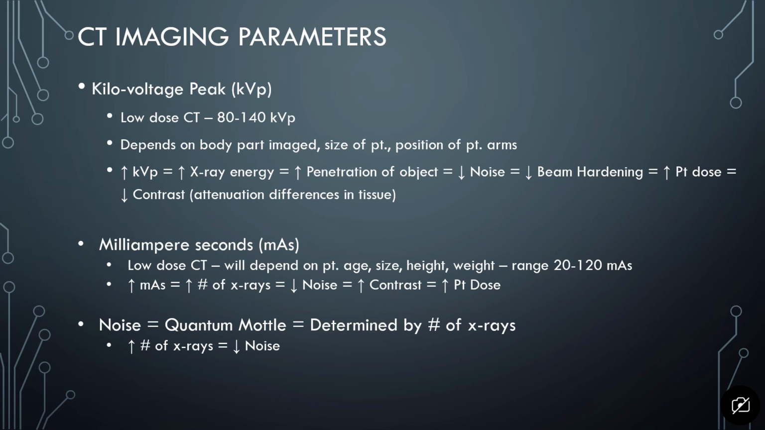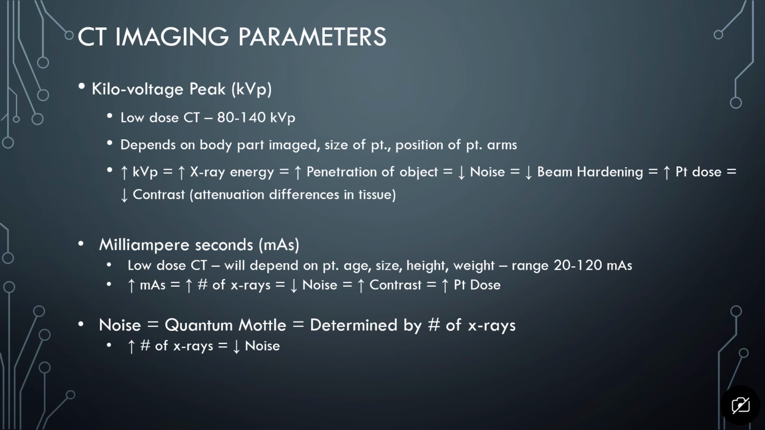So CT imaging parameters that the technologist can choose that make a big difference are the kVp and the mAs. Low dose CT tends to be about 80 to 140 kVp. This is what's used for attenuation correction for hybrid imaging, and it may be higher for diagnostic CT. It does depend on the body part being imaged, the size of the patient, and the position of the patient's arms, what kind of kVp setting you use.